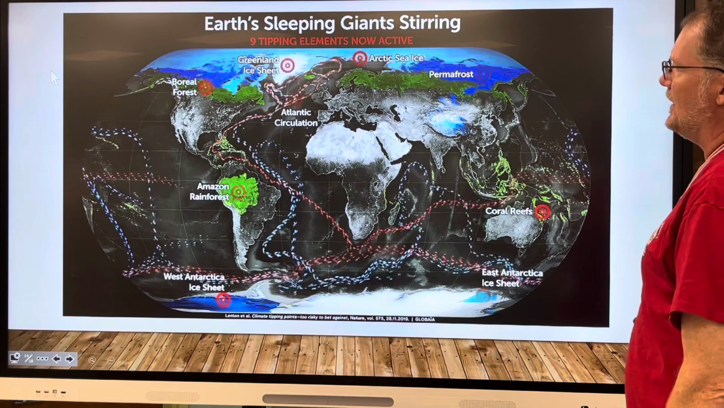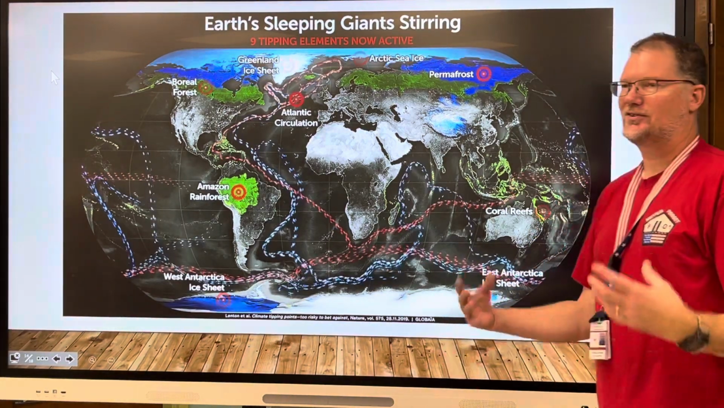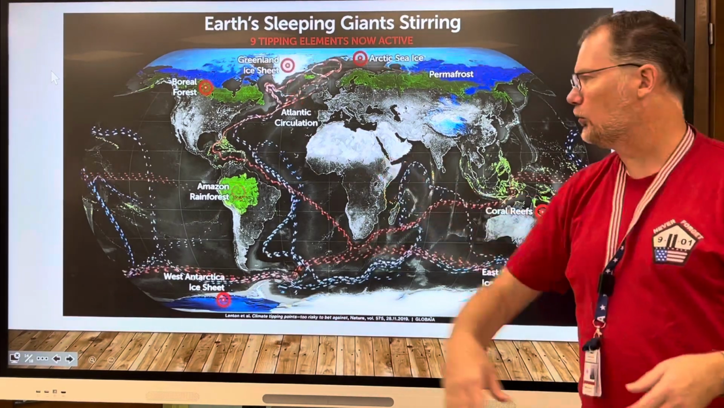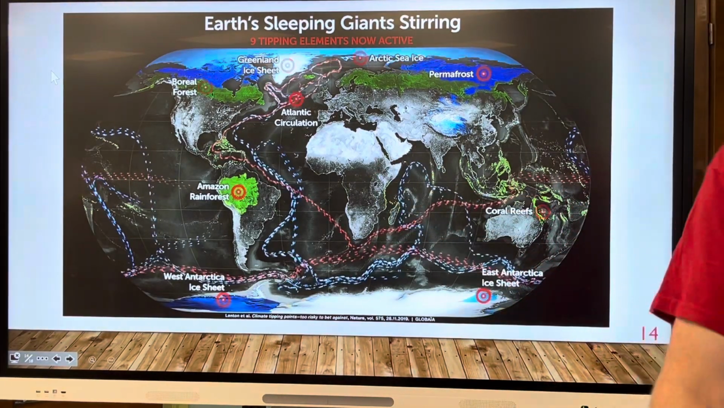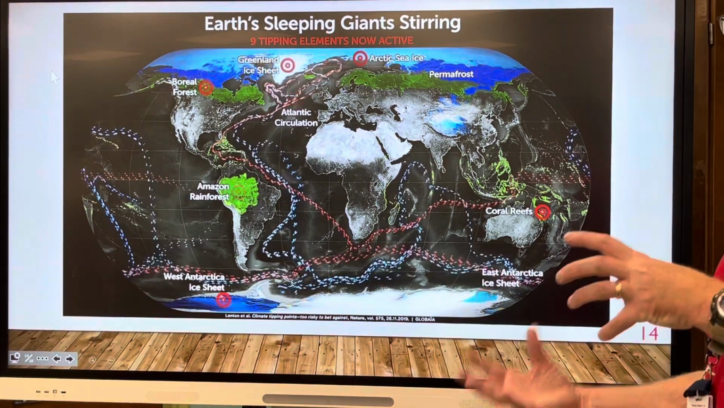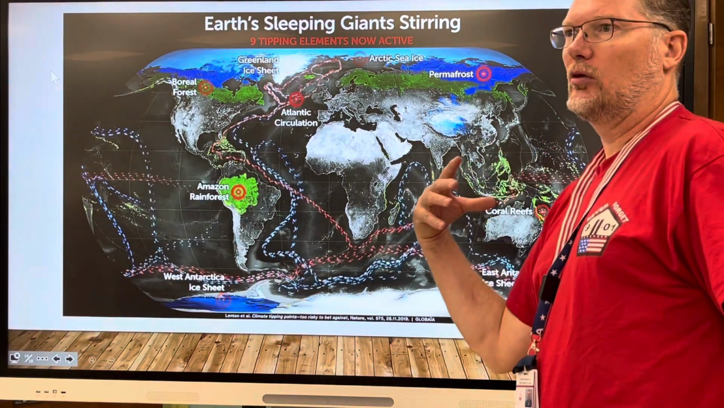So all of these things are elements, signals, signs around the world that something could happen to our global circulation, and they're related. One is a cause and effect kind of relationship. Some of these are causing, some of these are being caused by.